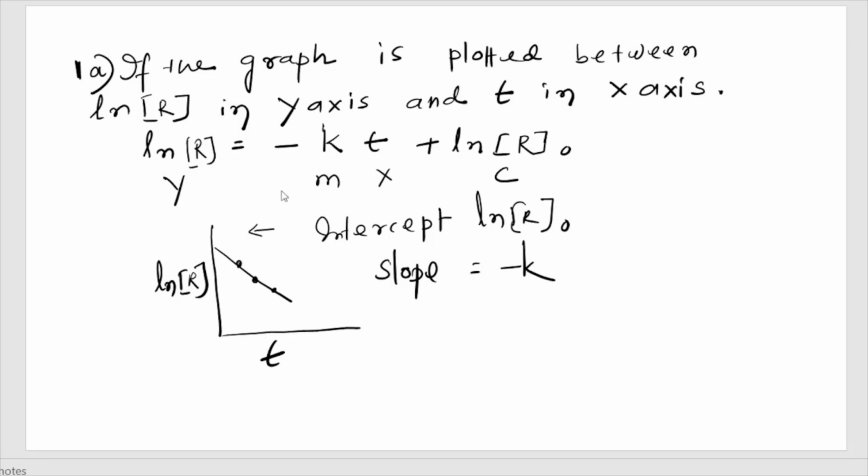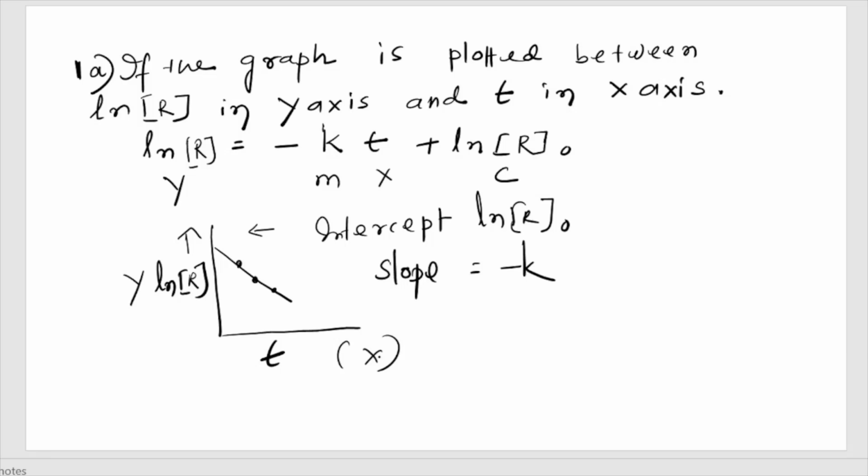If the graph is plotted between ln, you are taking ln, not log. With ln, you will write only ln, without 2.303. So mathematically you should remember ln equals log into 2.303. Then in the y-axis what will you put? ln R. This is your y-axis, and this is your x-axis, that is time. Then the intercept here is ln R0.